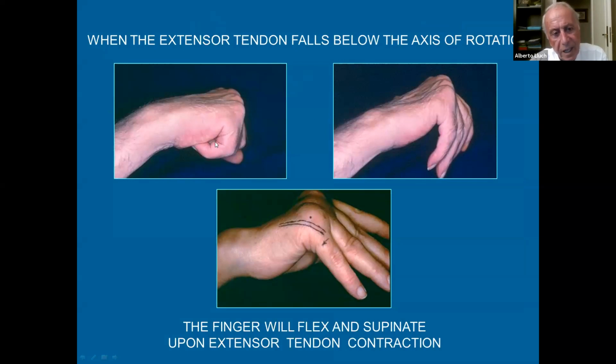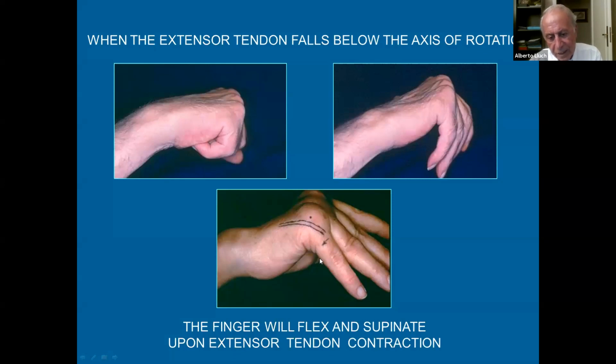Here the patient has been asked to close the fingers, and she can close them quite well because the PIP joints are relatively well preserved, and the MP joints also. But if you ask them to extend the fingers, he even flexes more the MP joint, because the extensor tendon has fallen below the axis of rotation.